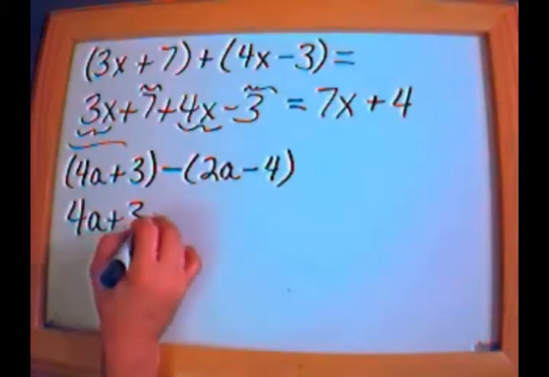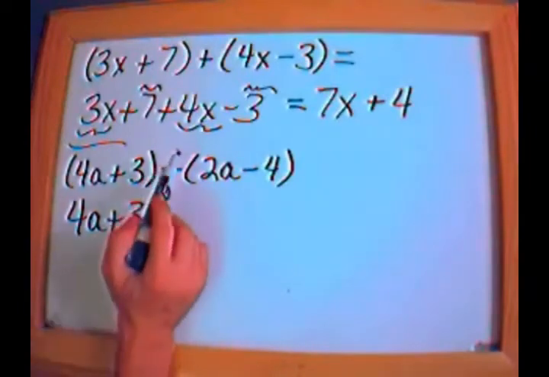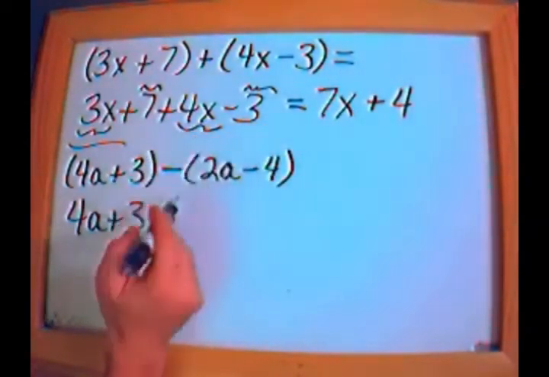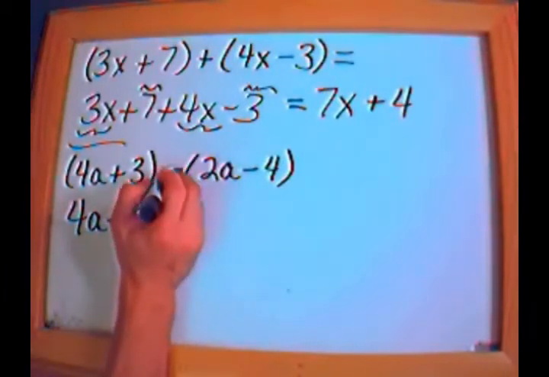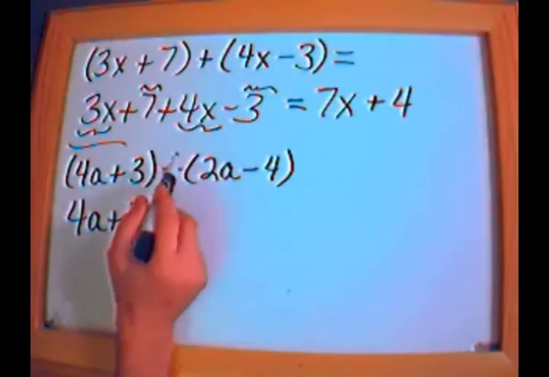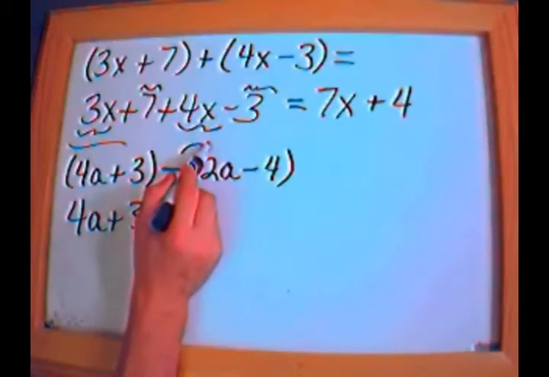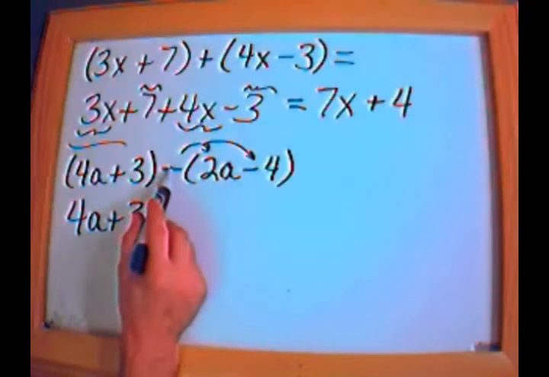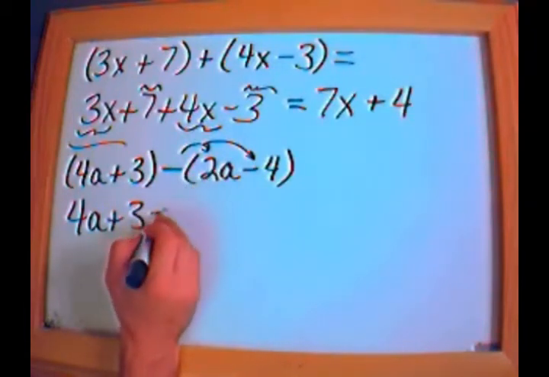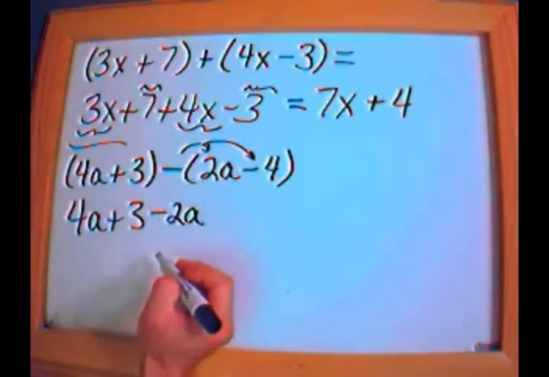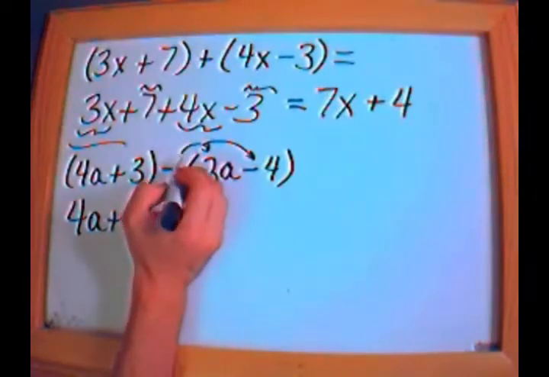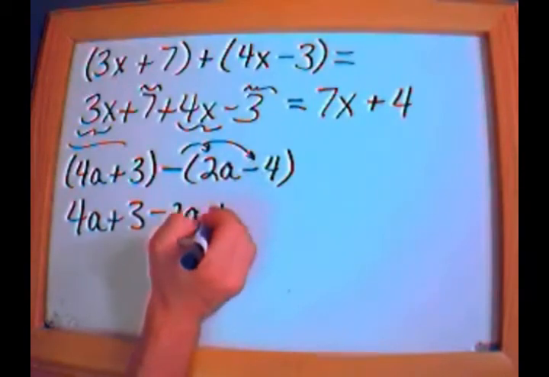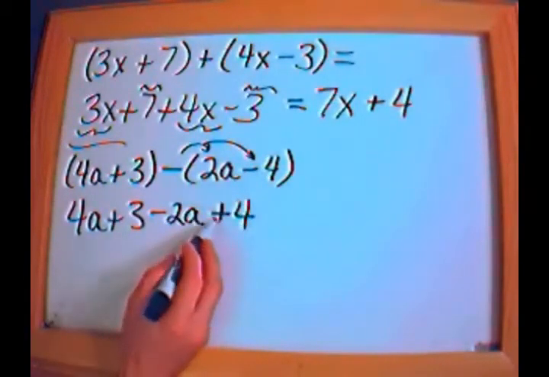4a plus 3, and now here's something a little bit tricky. This is minus, and minus everything in parentheses here. So this is sort of like a negative 1 sitting out here in front of the parentheses. So I need to distribute this negative sign in, just like it was a negative 1. I need to distribute that into both terms. Negative 1 times positive 2a is negative 2a. So I write negative 2a. Negative 1 times negative 4 is positive 4. So see, that changes everything.